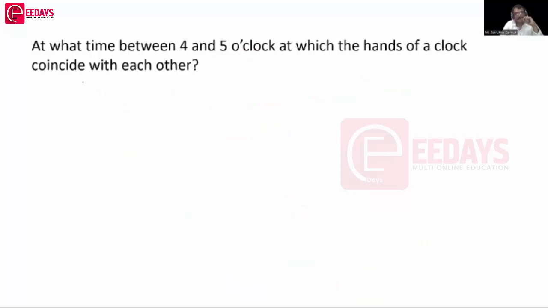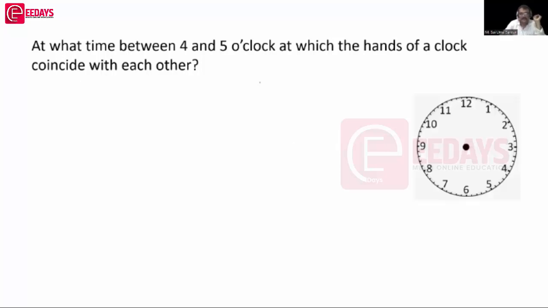Coincide each other. Coincide means the interval here is between 4 and 5. And here, where they coincide, that equals 0 degrees. Both are 1 by 1 opposite, coinciding each other. But here what we need is only 20 minutes apart.